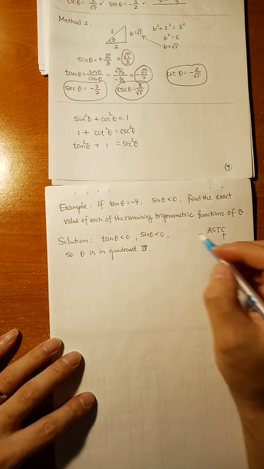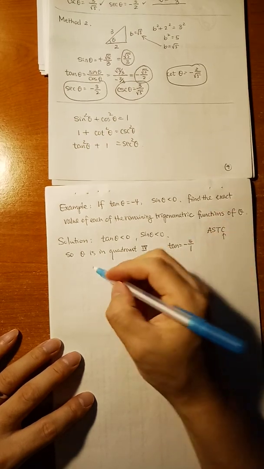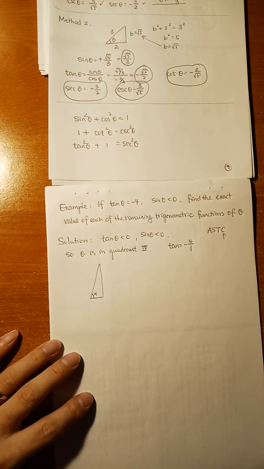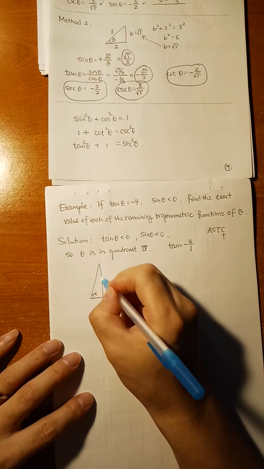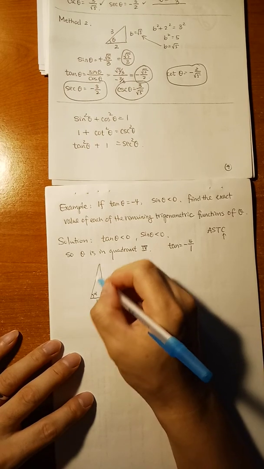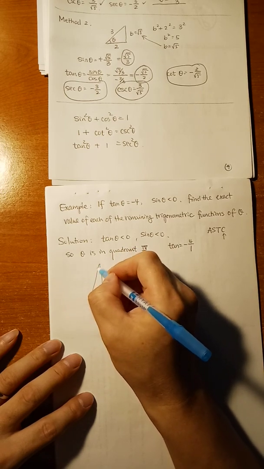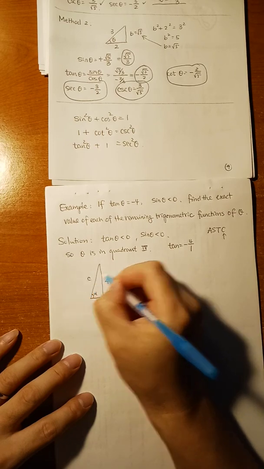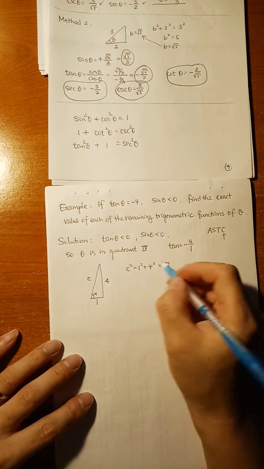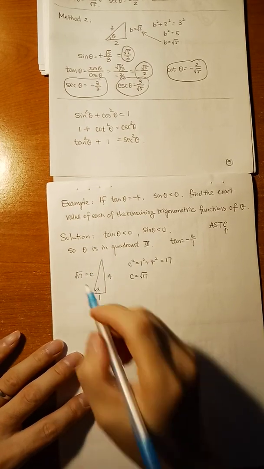Tangent is negative 4. We consider it as negative 4 over 1, the numerator and the denominator. And then we get the reference angle. Tangent is opposite over adjacent, so the opposite is 4, adjacent is 1. It's an acute angle, so it's always a positive number. Then by the Pythagorean theorem, we can compute the hypotenuse: C squared is 17, so C is the square root of 17.